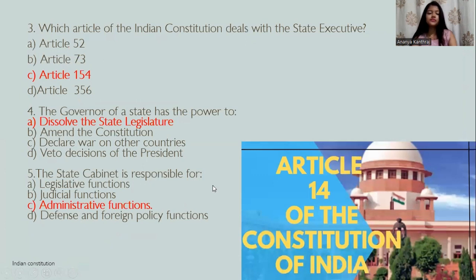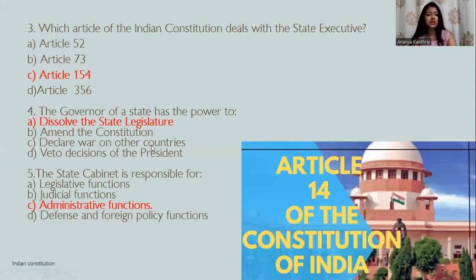Let's move on to the next question, which is question number 3, which states that which article of the Indian Constitution deals with the state executive. The options are as follows. Option A, Article 52. Option B, Article 73. Option C, Article 154. And option D, Article 356. So the right answer for the above mentioned question is Article 154 of the Indian Constitution deals with the state executive. Let's move on to question number 4.